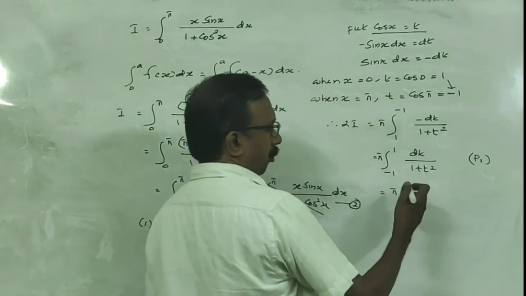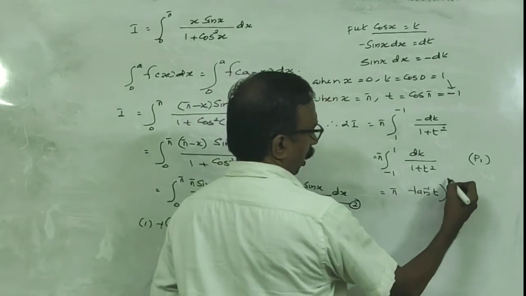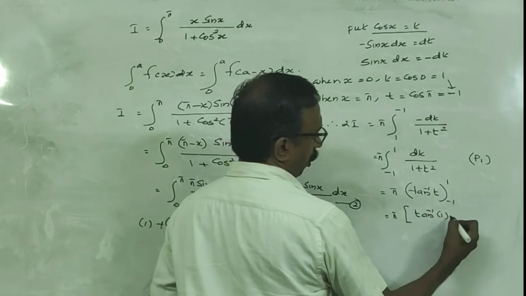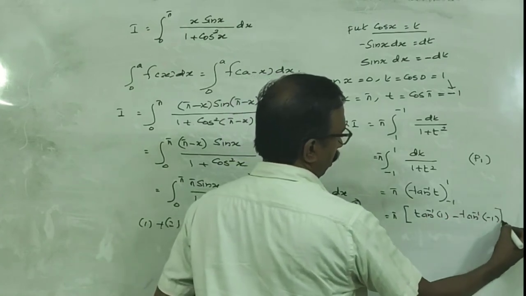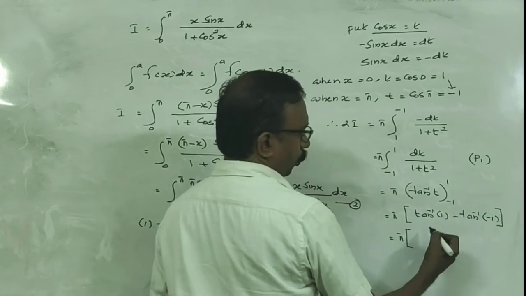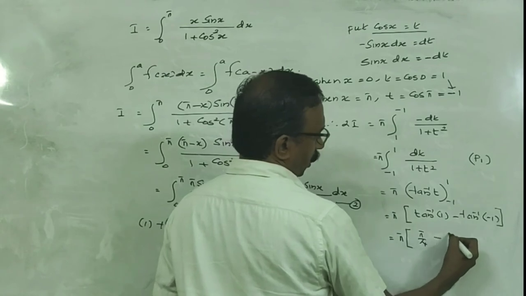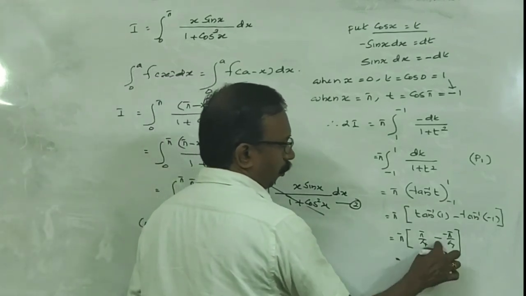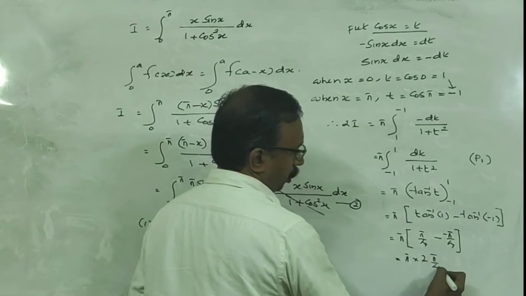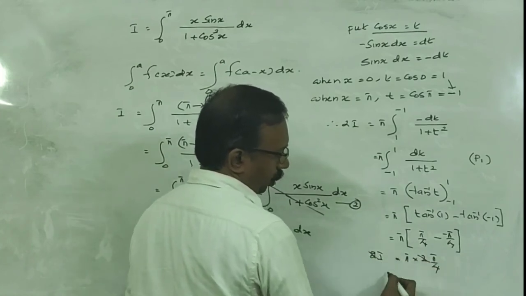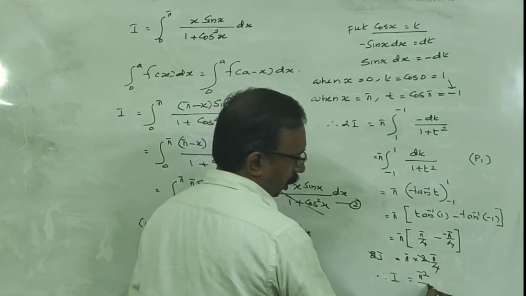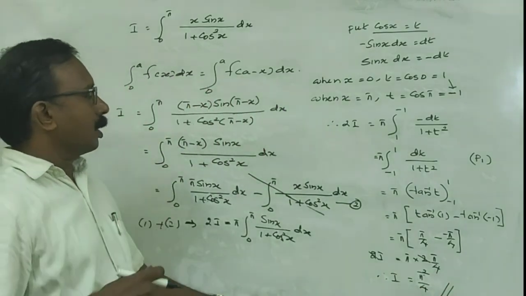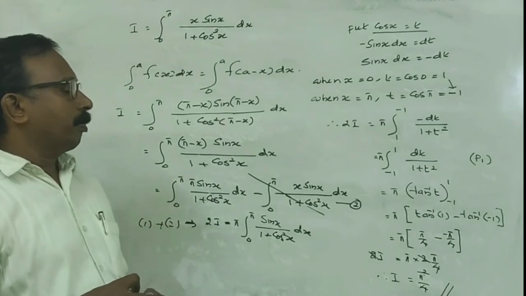Integral of dt by 1 plus t square is tan inverse t. Here upper limit is 1, lower limit minus 1. Pi into tan inverse 1 minus tan inverse minus 1. So pi into tan inverse 1 is pi by 4 minus, tan inverse minus 1 is minus pi by 4. Pi by 4 plus pi by 4, pi into 2 pi by 4, here it is 2I. Now eliminating these two terms, therefore I is equal to pi square divided by 4. This is the answer, pi square by 4. Isn't it? This question is also important. So practice well.